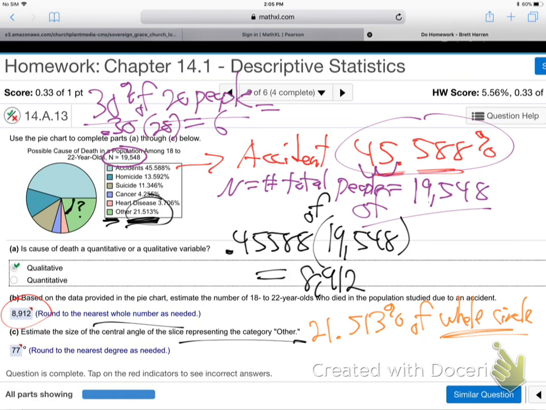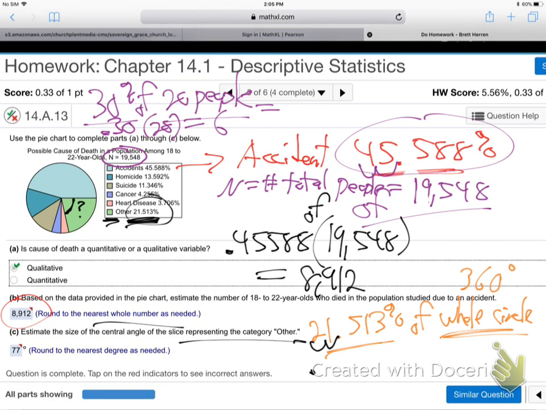So, how much in a whole circle? 360. Yeah, 360, right? All the way around is 360 degrees. So when we say 21.5% of 360 degrees, we're trying to go to degrees, right? So the whole circle is 360. Now we're gonna use that percentage. What do you always do when you're gonna use a percentage? You gotta make it a decimal, huh?